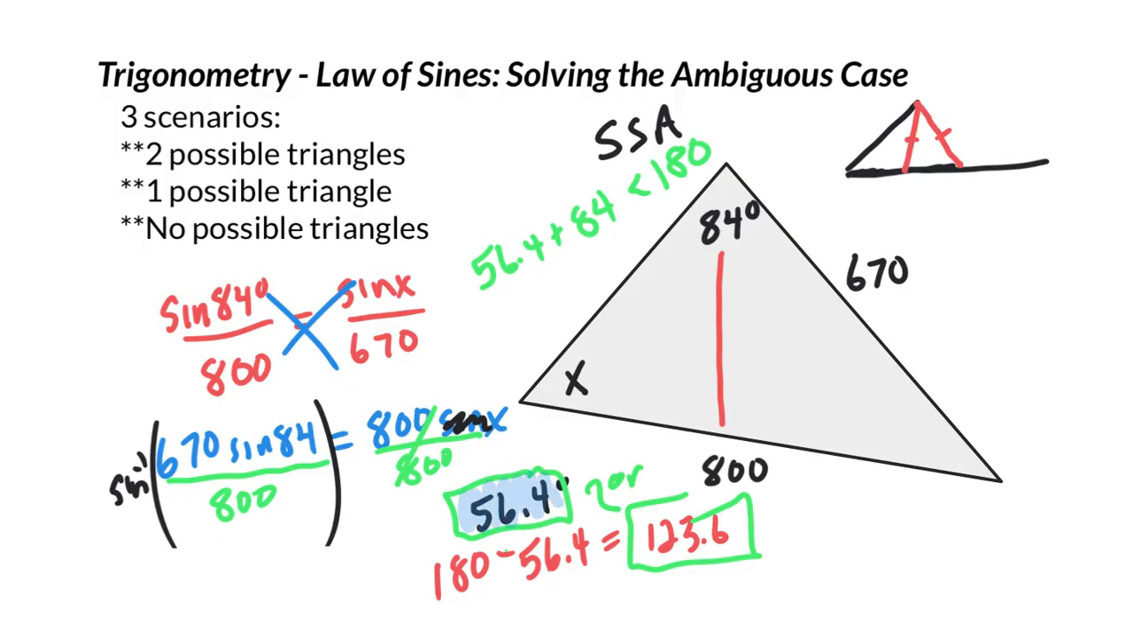But if we were to do 123.6 plus 84, again, the one we knew, that's bigger than 180, meaning we have broken the triangle angles. We've got too many degrees. We've got nothing left to create a closed shape. So this is not a solution.